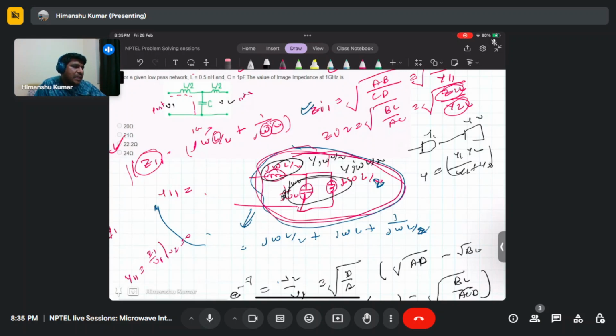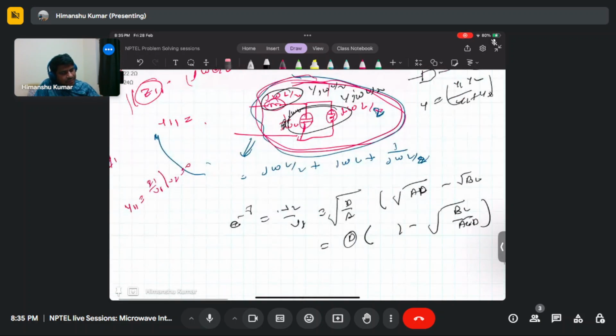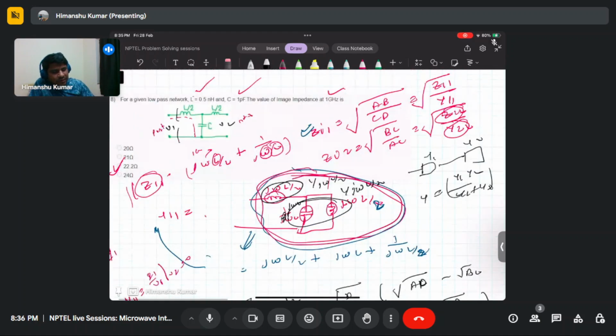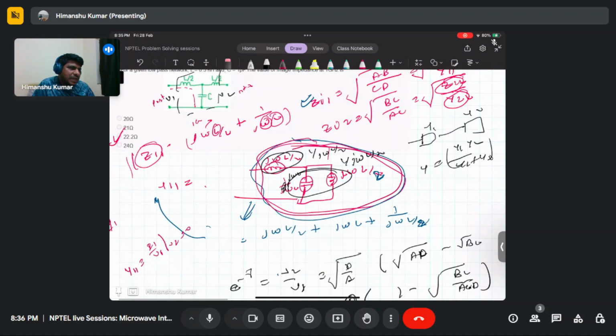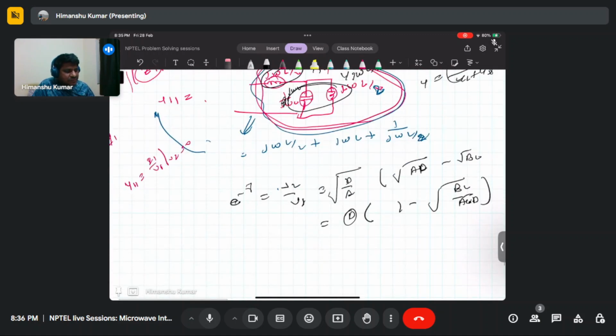So you need to calculate the ABCD parameters for this network. Once you find the ABCD parameters, you just plug them in, invert this, take the anti-log of this, and you will find the propagation constant.